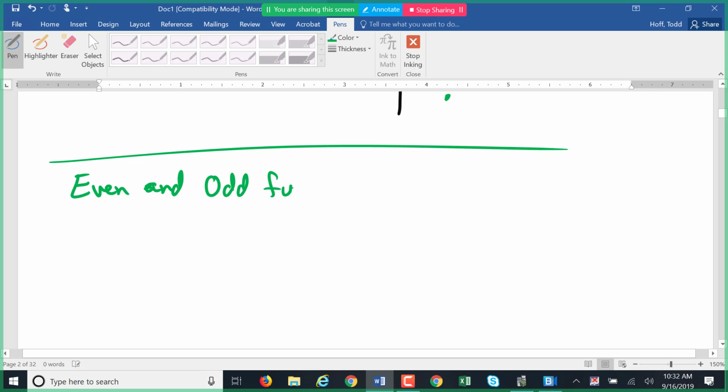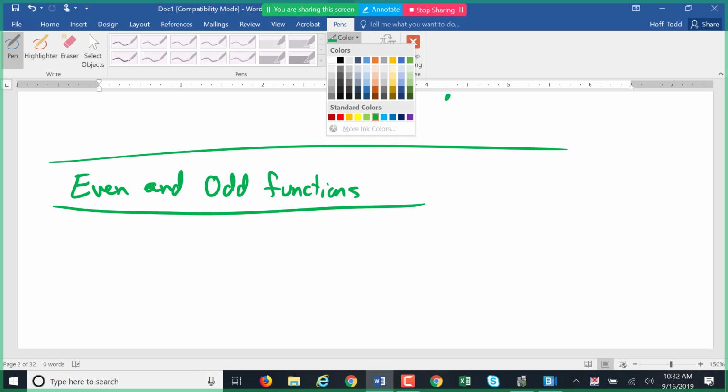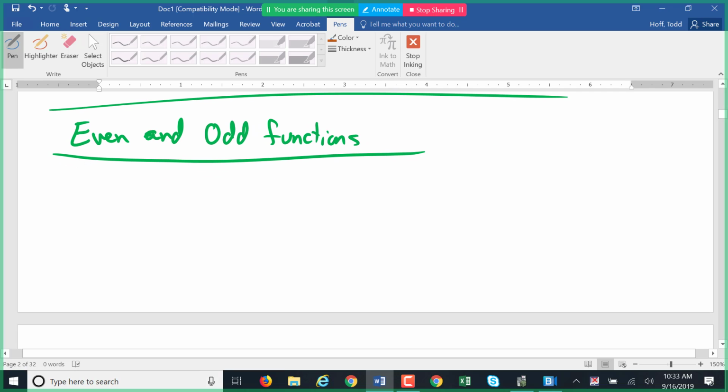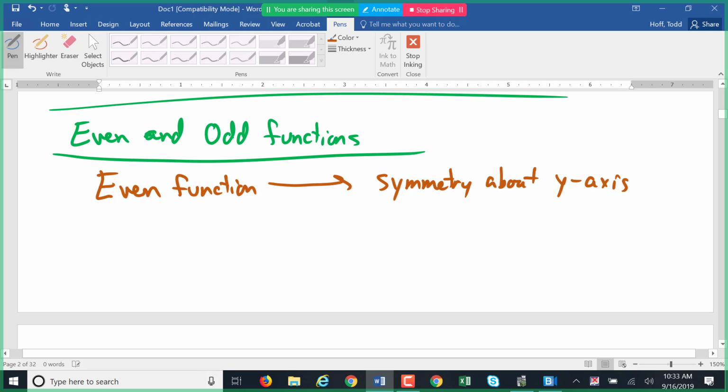Let's talk about even and odd functions. We mentioned symmetry around the x-axis would create a relation that is not a function. So we have symmetry about the y-axis and symmetry about the origin. An even function is symmetrical, has symmetry about the y-axis. So again, I can replace x with negative x, and I'm going to get the exact same equation, exact same function. An odd function has symmetry about the origin.